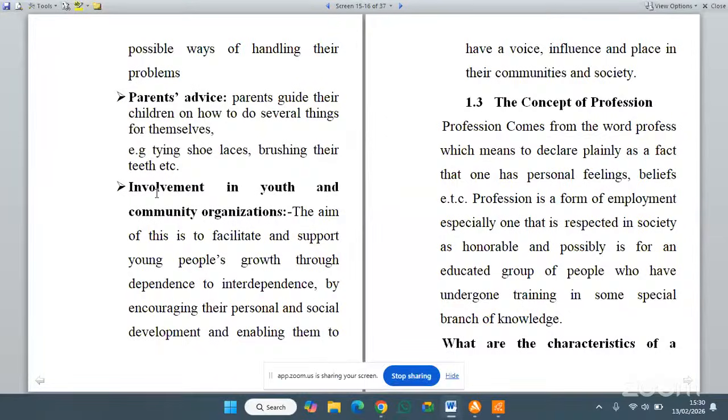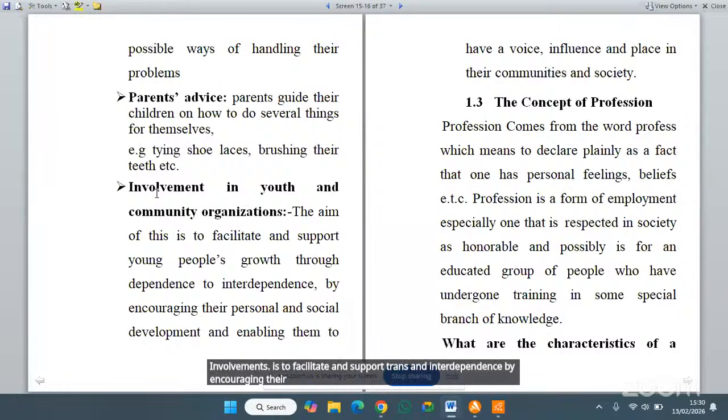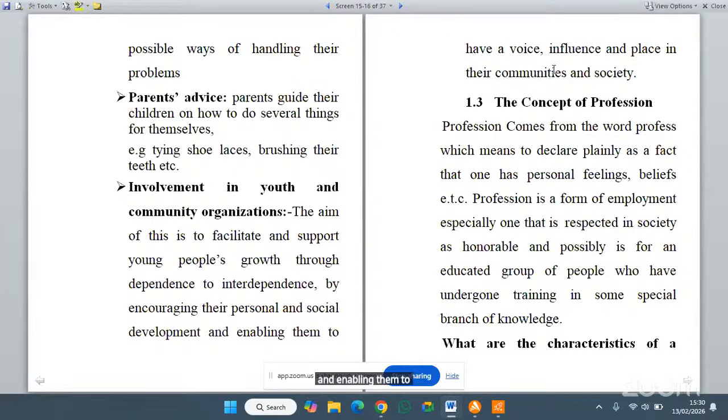Involvement in youth and community organizations. The aim of such involvement is to facilitate and support interdependence by encouraging their personal and social development and enabling them to have a voice in communities and society.